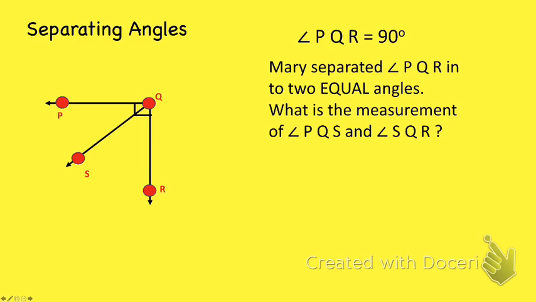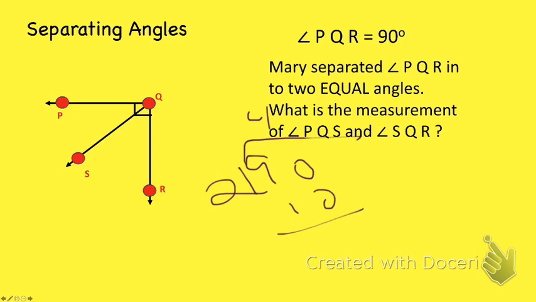Okay, so we know angle PQR is 90 degrees. This is the whole angle. You can see the little box in the corner. Mary separated PQR into two equal angles. What is the measurement of PQS and SQR? We only have a few hints here. We know that the entire angle that we're working with is 90 degrees. We know we want to split it into two angles. So when I have to think about splitting things, I think division. 2 goes into 9 4 times, with 1 left over. Bring down the 0. So I got a 10. 2 goes into 10 5 times. So the angle for PQS and SQR is 45 degrees because 2 45s will equal 90.